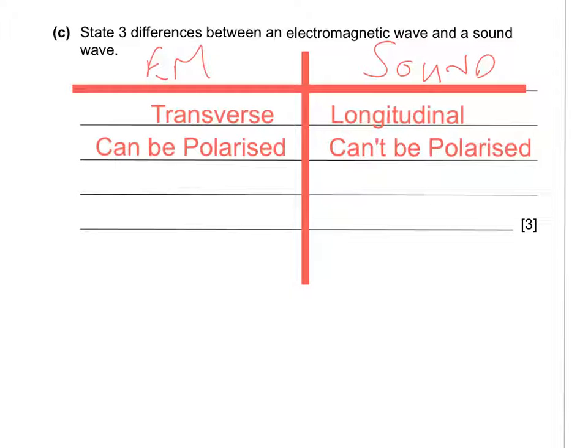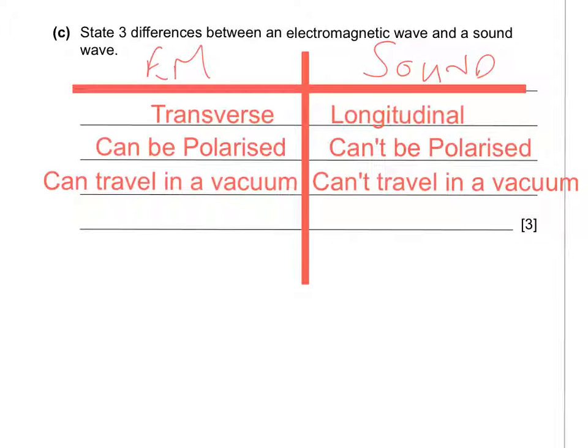Transverse waves obviously then have the ability to be polarized because their vibration is perpendicular to the wave direction. Longitudinal waves can't have polarization because their direction of vibration is already aligned with the direction of propagation.